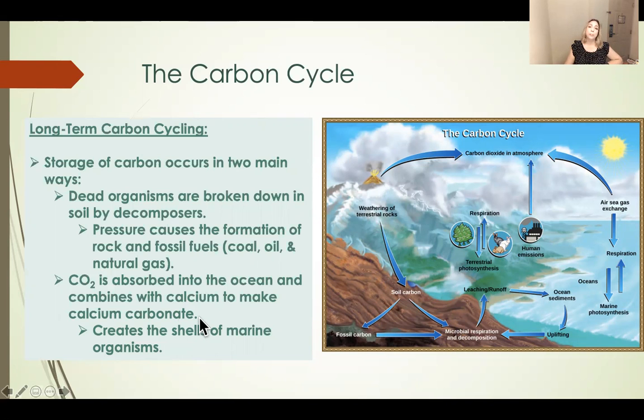Now, carbon is also stored in the ocean. And this is what we call a sink, right? Carbon is stored there. A huge amount of carbon is stored in the ocean. Now, a couple things happen here. When carbon dioxide enters water, it forms carbonic acid. And that increases, obviously, the acidity of the ocean, which is affecting coral reefs, things like that.